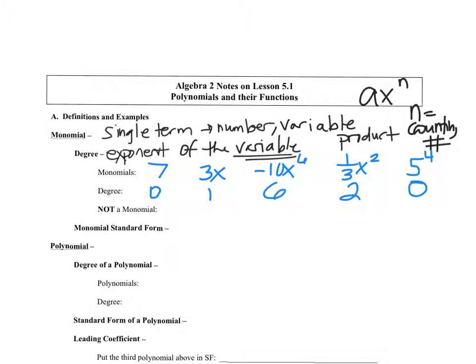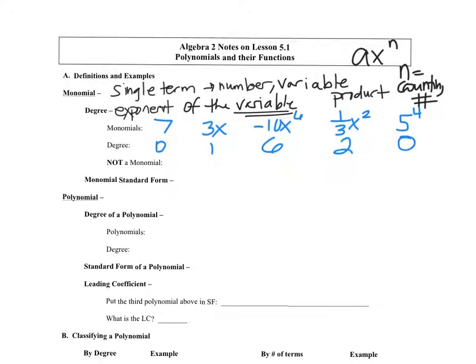The degree of 5 to the 4th? 0. I tried to trick you there. You were going to say 4. Yeah, there's no variable. That's a constant. 5 to the 4th is actually, what is that? 625. So what's the degree of 625? 0.